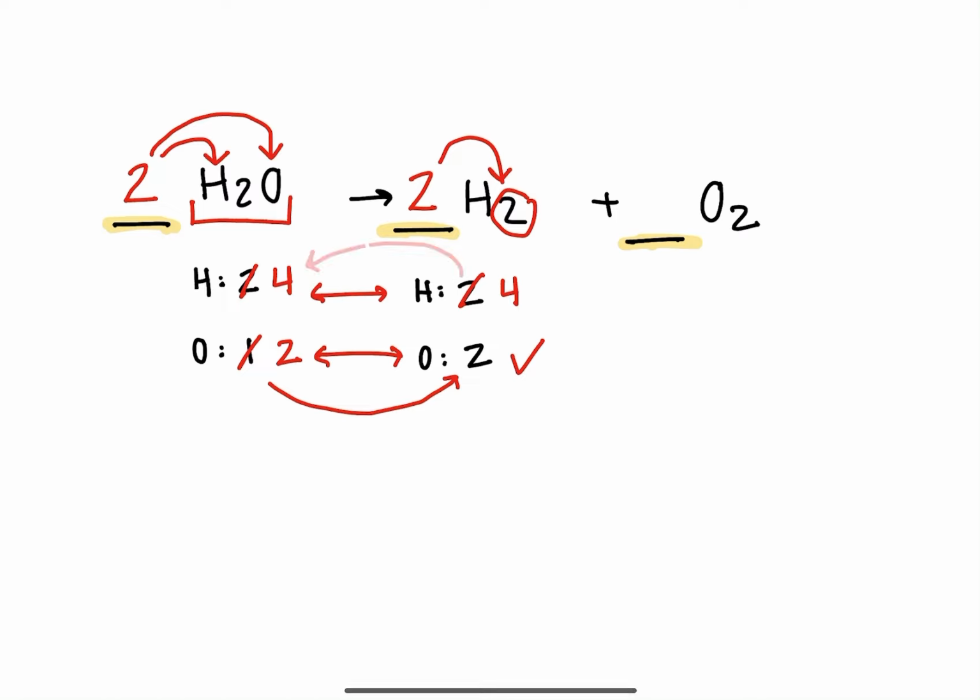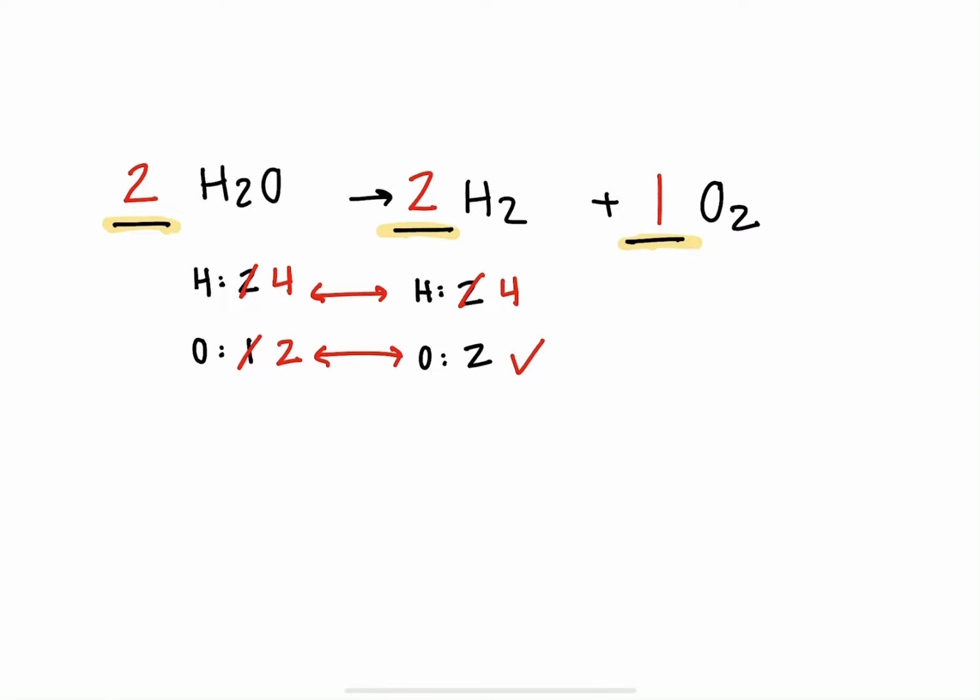Yes, it's balanced. So I'm going to erase all these arrows so that we can see things a little more clearly. But now when we compare, we see that we have 4 hydrogens on the left, 4 hydrogens on the right, 2 oxygens on the left, and 2 oxygens on the right. Now, notice our coefficient for the H2O is 2. Our coefficient for the H2 is also 2. But the O2 on the right doesn't have a coefficient, at least not one that we changed. So when there's nothing in front of an element, we just say it's 1. Okay? And that is the complete balanced equation for the reaction H2O to H2 plus O2.